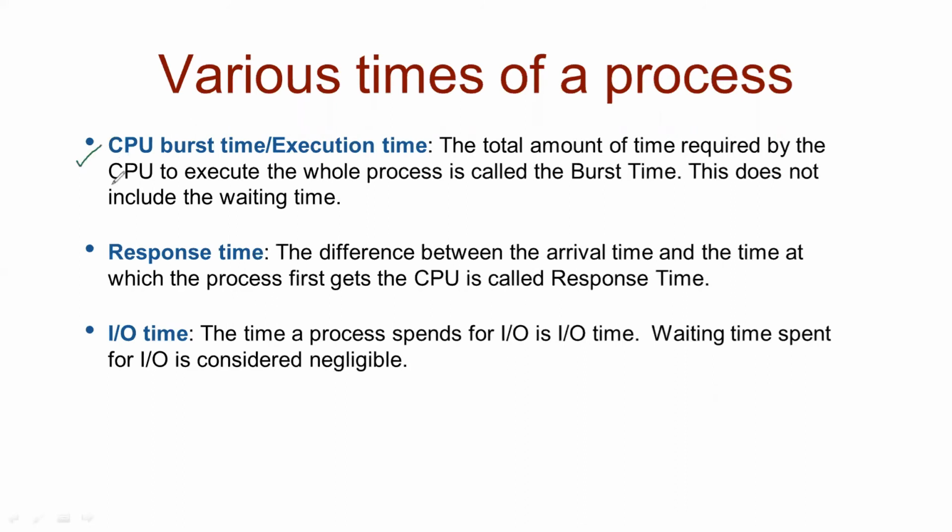CPU burst time. The total amount of time required by the CPU to execute the whole process is called the burst time. It does not include the waiting time. So the time for which the process remains with the CPU is termed as CPU burst time. Response time is the difference between the arrival time and the time at which the process first gets the CPU.